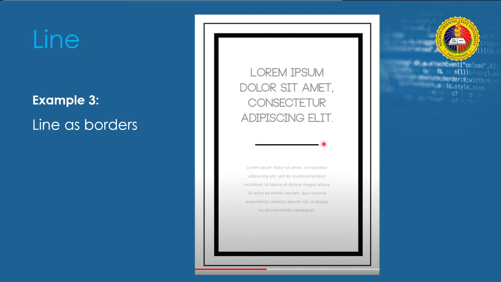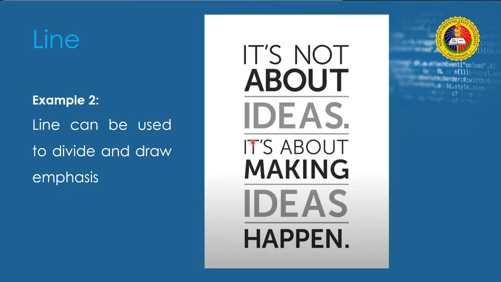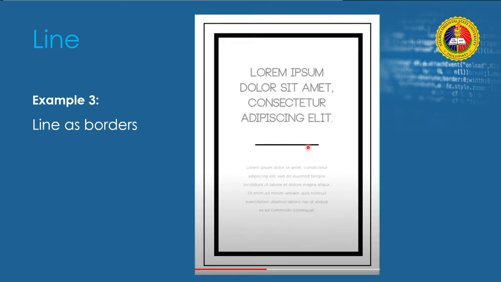So again, going back, di ba, to the example, hold on. Okay, so example number 2, we use line to divide and draw emphasis. In this case, we also divide these two contents into separate places by adding a line in between. Okay, so again, we can use line as borders.